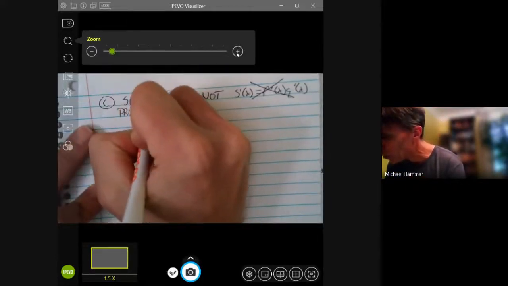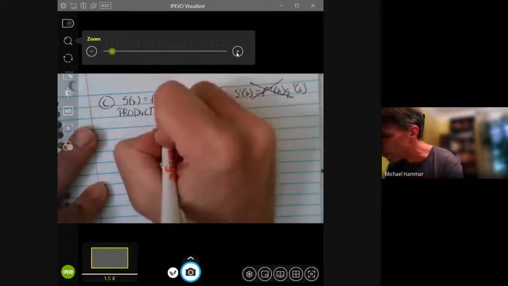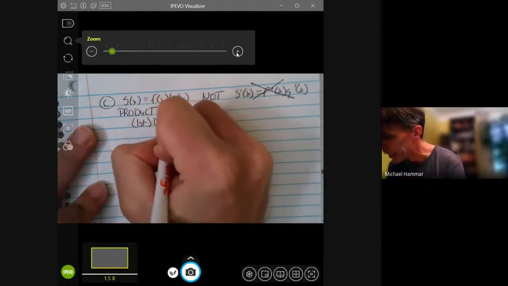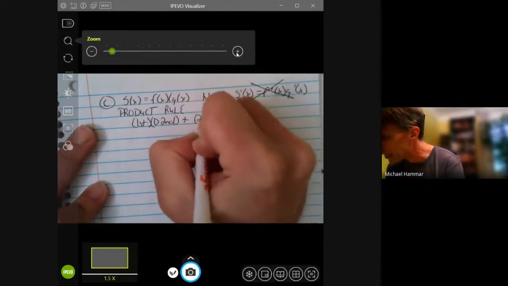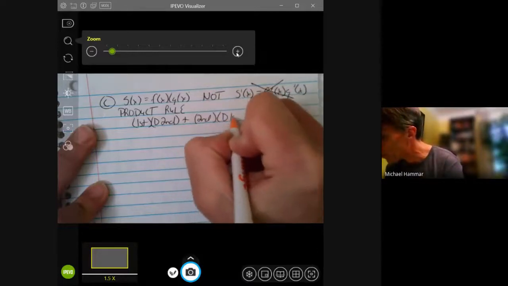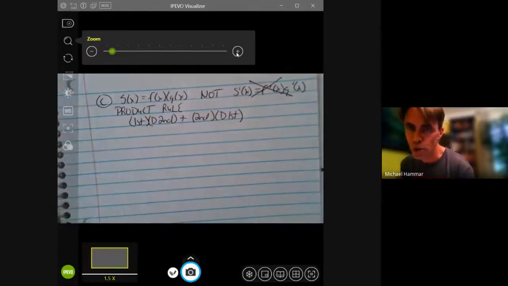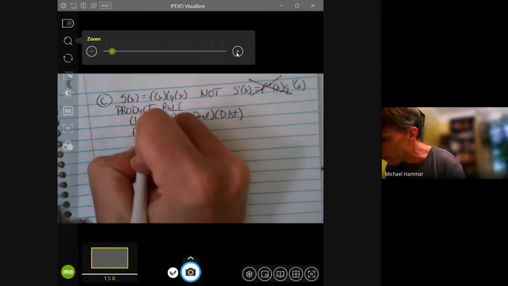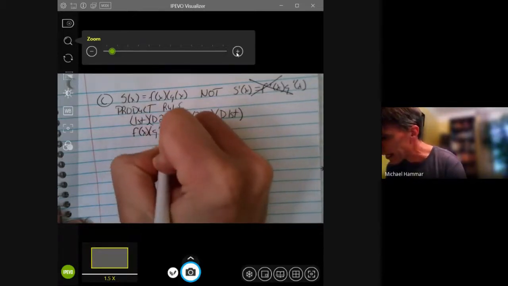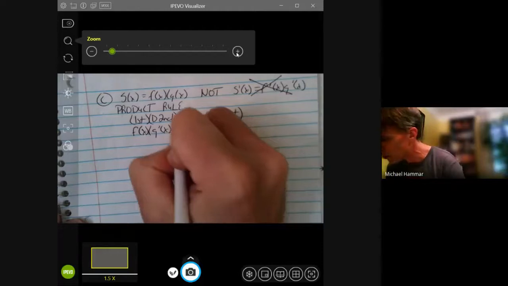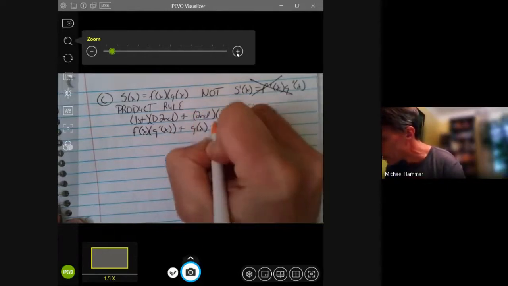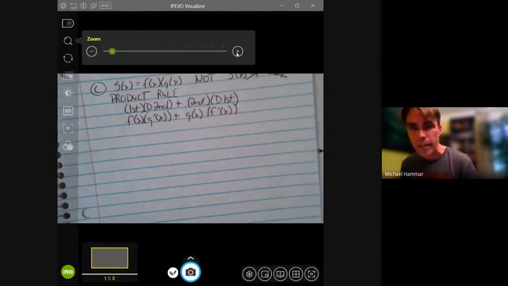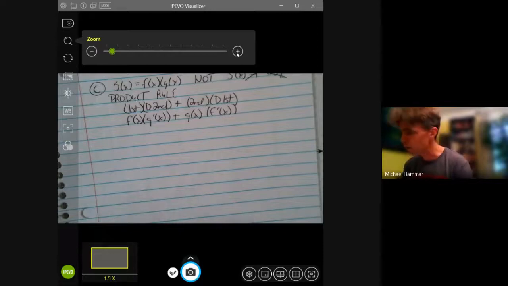When things are being multiplied, we have the product rule. It's the first times the derivative of the second plus the second times the derivative of the first. You have to use the rule for anything that's being multiplied. So we have the first, f of x, times the derivative of the second, g prime of x, plus the second, g of x, times the derivative of the first, f prime of x. Now we have to do some work to figure this out.